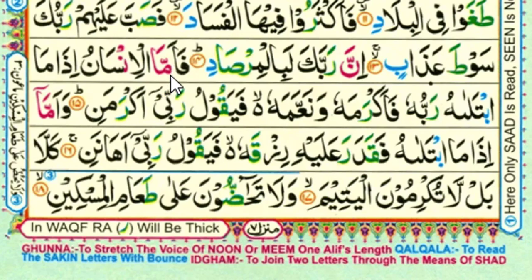And now we say فَأَمَّا الْإِنسَانُ إِذَا مَا ابْتَلَاهُ رَبُّهُ فَأَكْرَمَهُ وَنَعَّمَهُ. We stop here, and when you stop on this place, you have to continue again from the previous words. So we say again فَأَكْرَمَهُ وَنَعَّمَهُ فَيَقُولُ رَبِّي أَكْرَمَنِ.